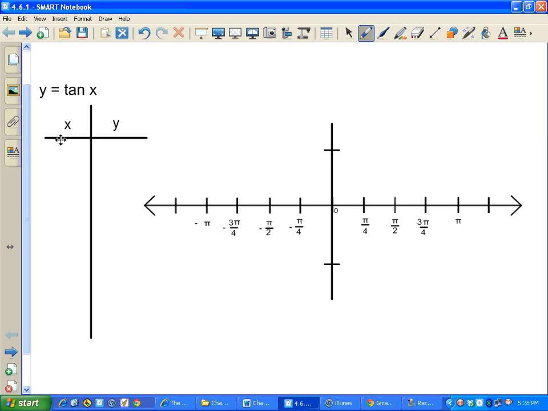So if I put in a value like 0, okay, so 0 is the angle that I'm using. Remember, these are angles in radians that we're using to put in. The tangent of 0, well, on my unit circle, 0 is right here at a value of (1, 0). Since tangent is y over x, I've got a y value of 0. So I've got this point here.